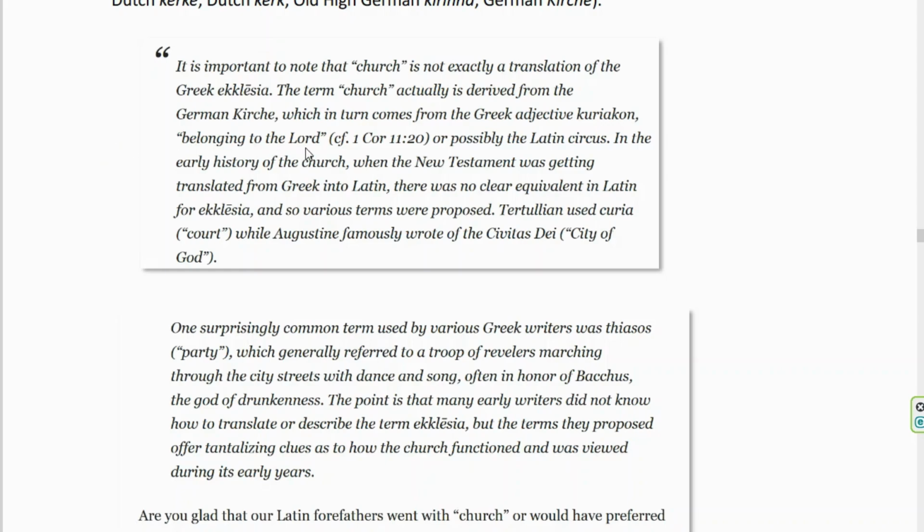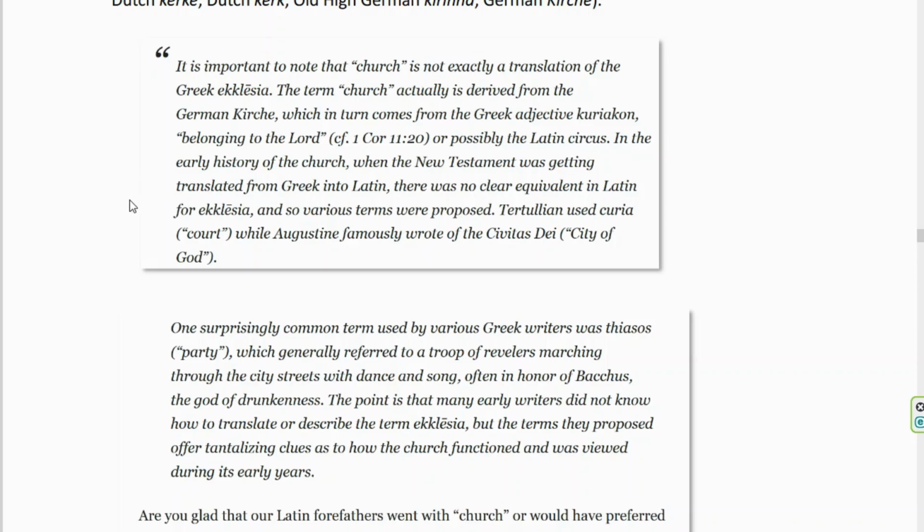And that Lord right there can be Kyrios. So it could have belonged to the Lord of someone in Turkey. It could belong to a Lord Abraham, and could belong to a Lord. Or possibly the Latin word comes from circus.